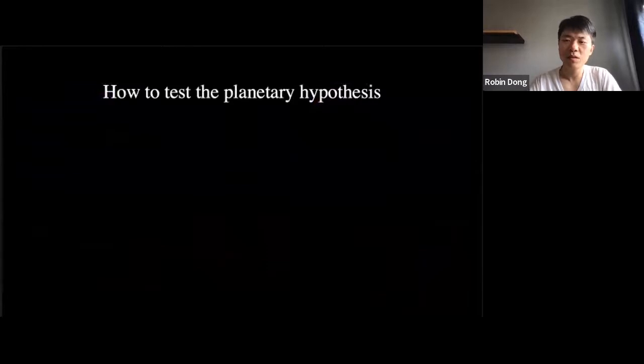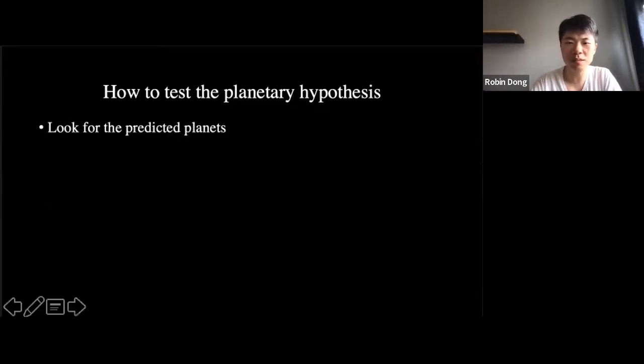Okay, disk structures in some systems may not have much to do with the planet, and therefore those structures cannot help us constrain planet properties. So how do we know which observed disk structures are produced by planets? The most convincing way is, of course, to directly look for the predicted planet.